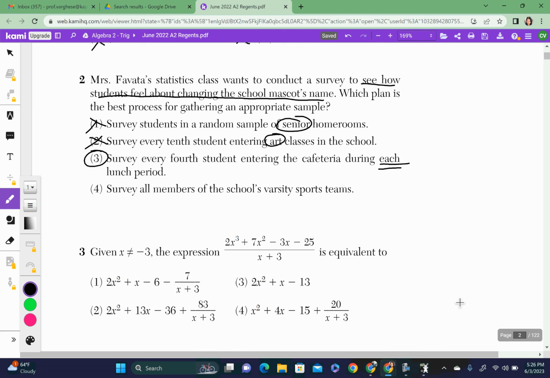Survey all members of the school's varsity sports team. So again, not everyone is part of the varsity sports team. I think you get the point. You need to make it random as possible. So the more random it is, the less bias there is. You do need to know that.